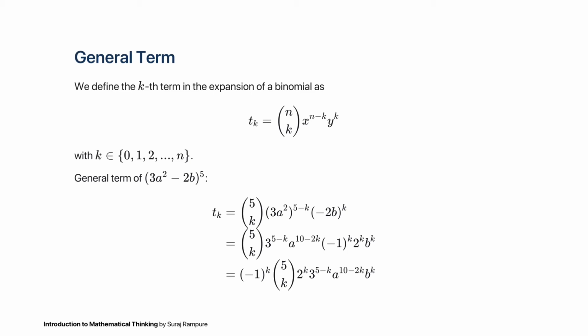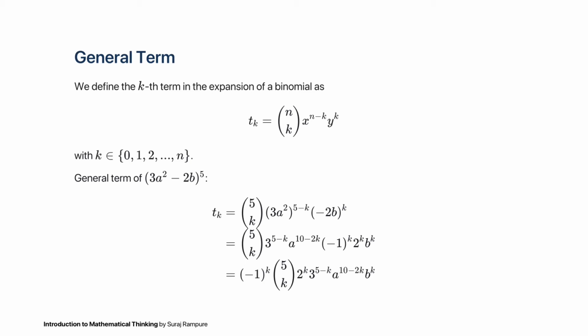That's familiar because in Pascal's triangle, the nth row had n plus 1 terms. Right? These are just the numbers from Pascal's triangle. Okay? So if we wanted to calculate the general term of 3a squared minus 2b to the exponent 5, we would do exactly that, right? Instead of n choose k, we'd have 5 choose k. We have 3a squared to the exponent 5 minus k, and negative 2b to the exponent k.